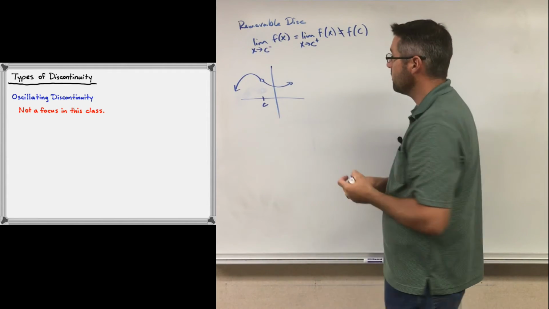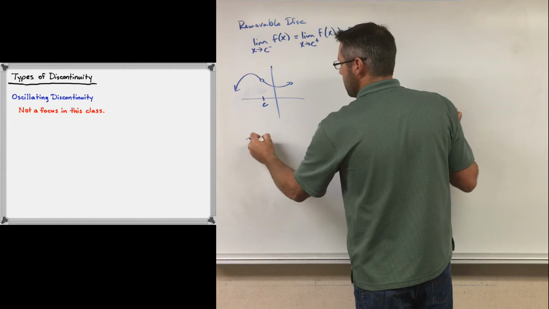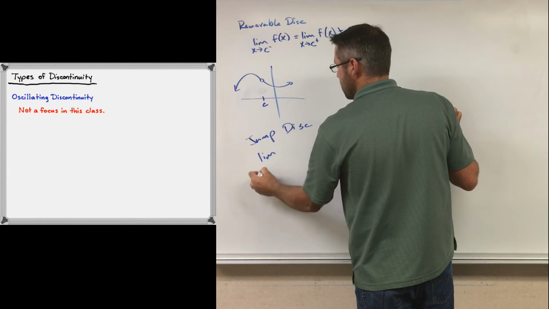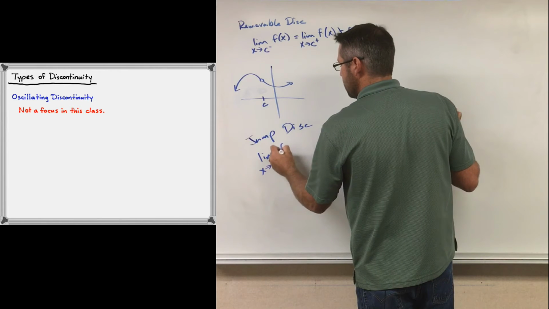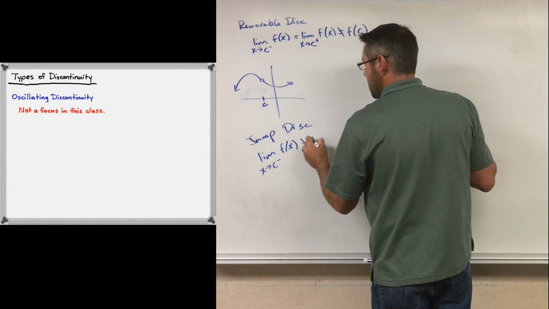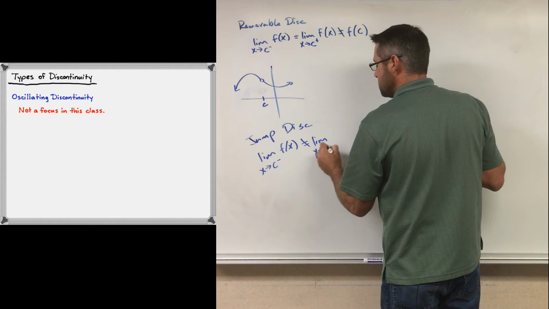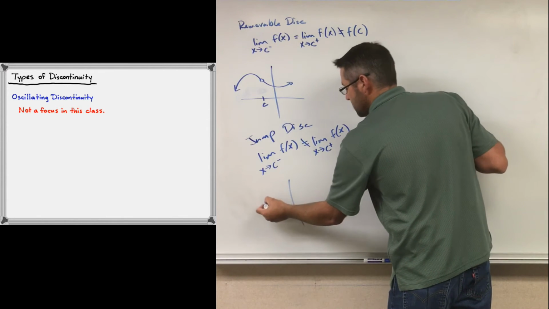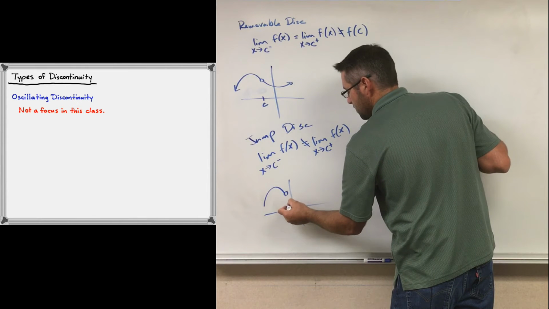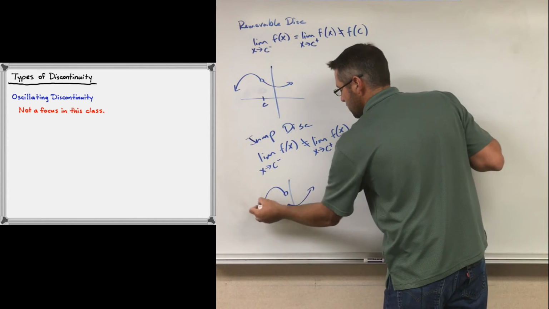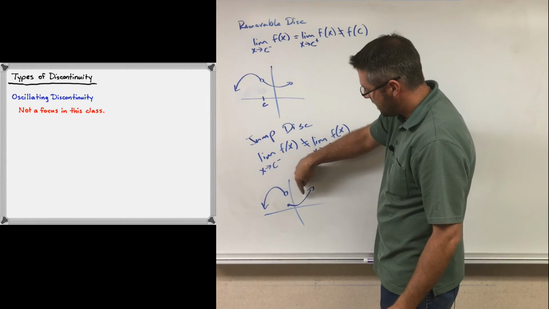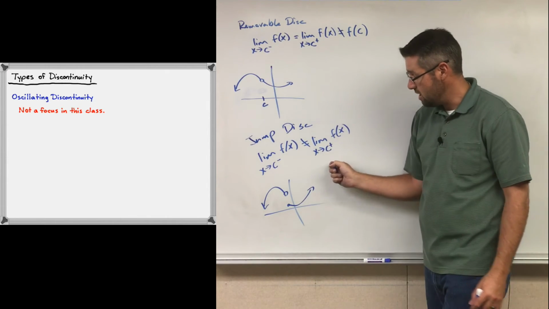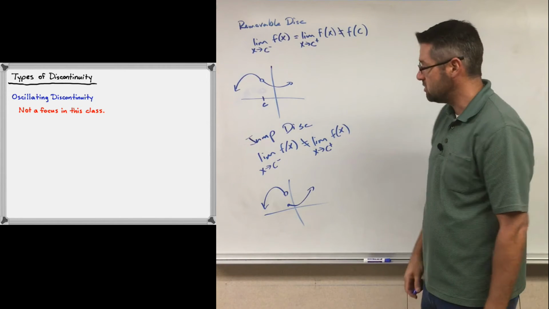It's still removable. Okay? For jump, the definition is the limit as x approaches c from the left is not the same as the limit as x approaches c from the right. So you have something that looks like this. Right? The left-hand limit is not the same as the right-hand limit. And it doesn't matter what the function's value is on this guy, because no matter what, you got to jump from one place to another.